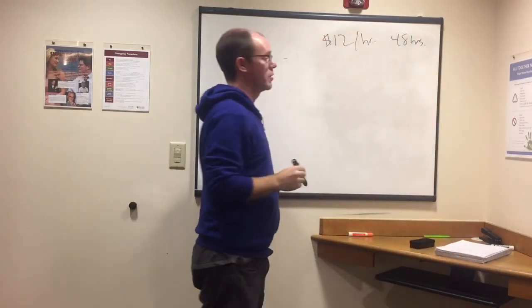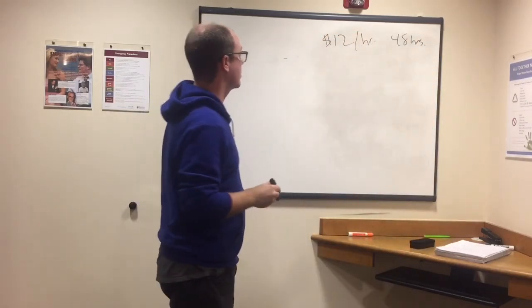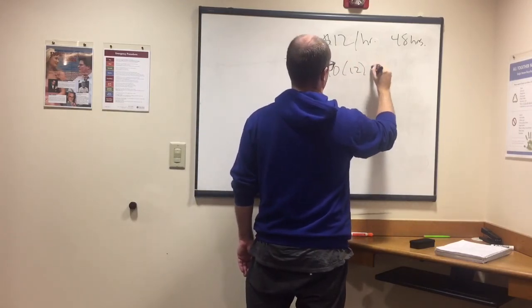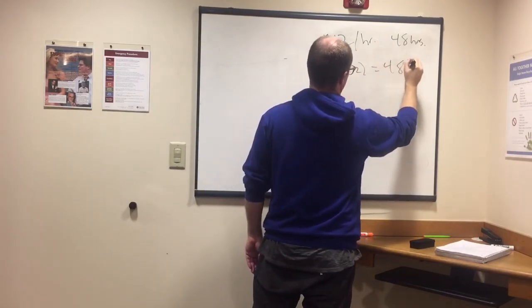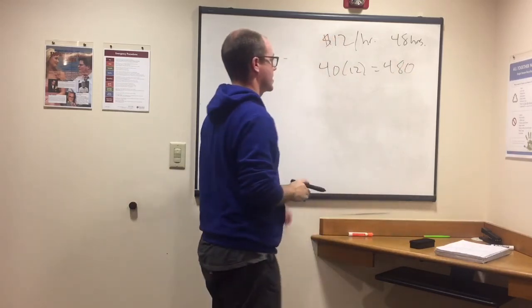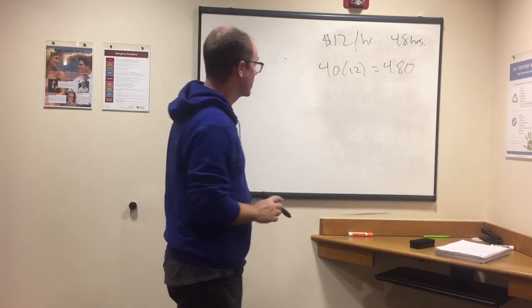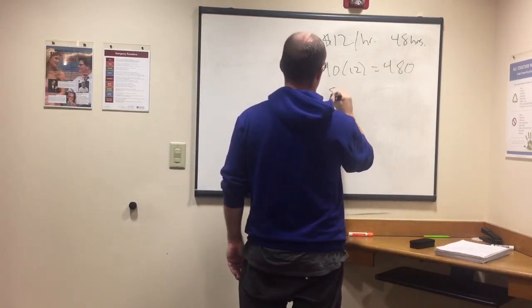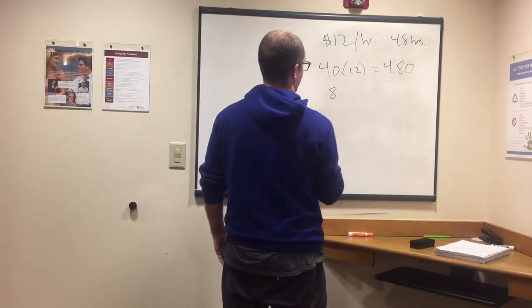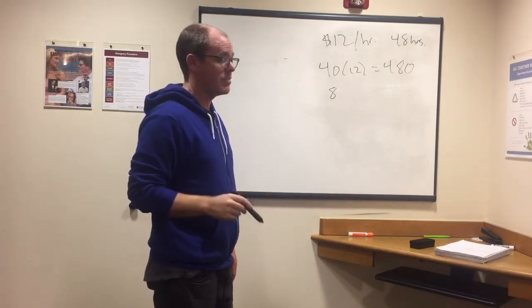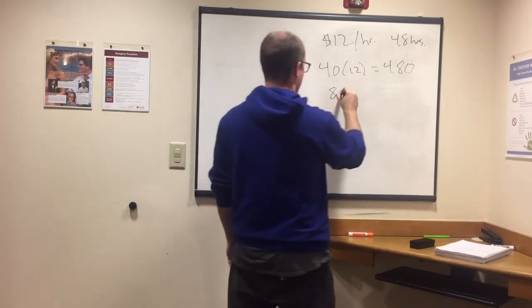Okay, so for the first 40 we get paid that 12, right? 40 times 12 equals 480. So that's what I made the first 40 hours of the week, but there's 8 hours that I worked overtime. We go 8 times, what is this number going to be? It's going to be 12 times 1.5. And 12 times 1.5 is 18, right?